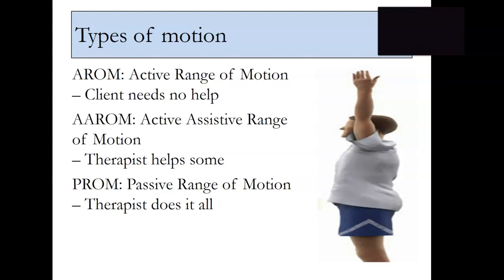Passive range of motion. This is when you can't lift your arm up at all. You see the bowl in the cupboard and you tell your arm to move and it just does not move. It's injured, it's been paralyzed, whatever it is, you cannot move it at all. The therapist is moving it for you. They're lifting it up to get that bowl. They're doing all of the work. So passive range of motion, the therapist does it all.